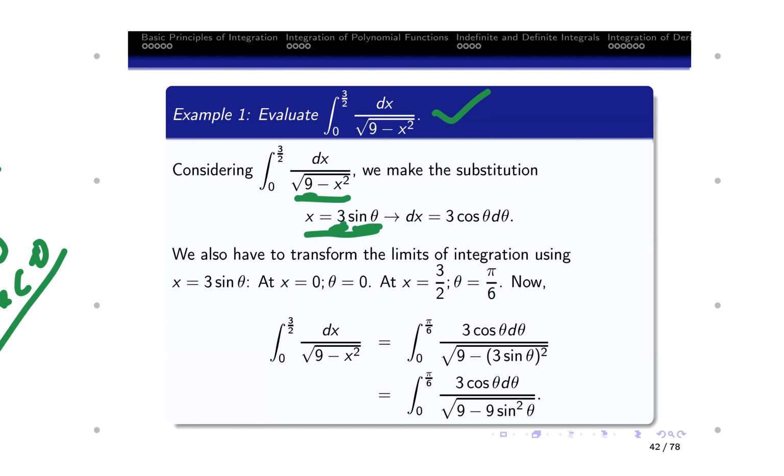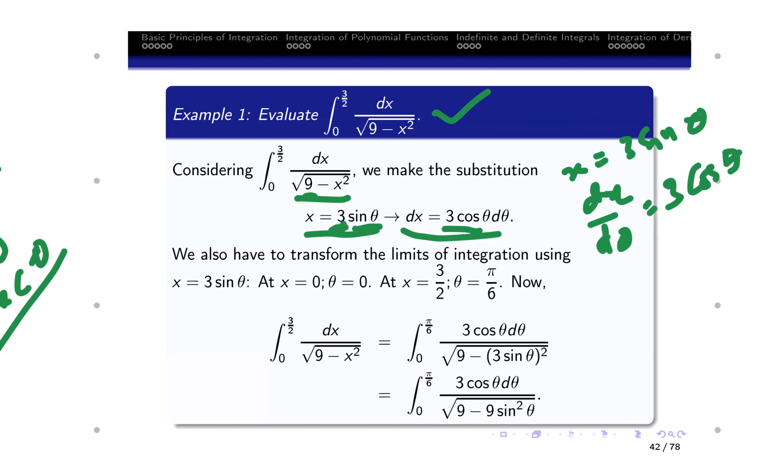And that implies that if you differentiate, you have x equals 3 sine theta, so dx d theta equals 3 cos theta. So in that case, it means dx is equal to 3 cos theta d theta, when you multiply through by d theta, like that.